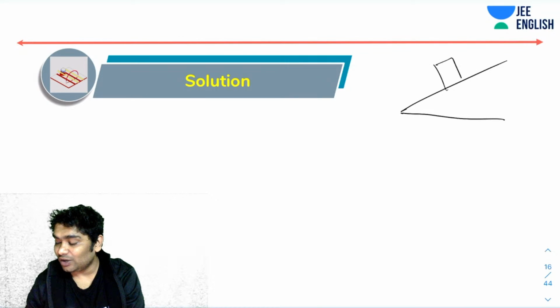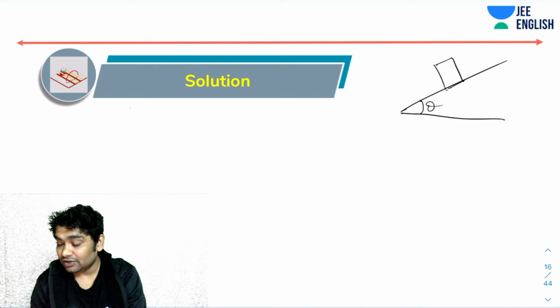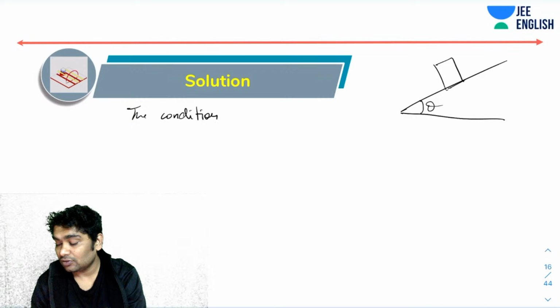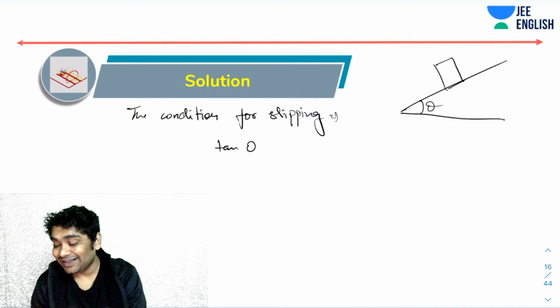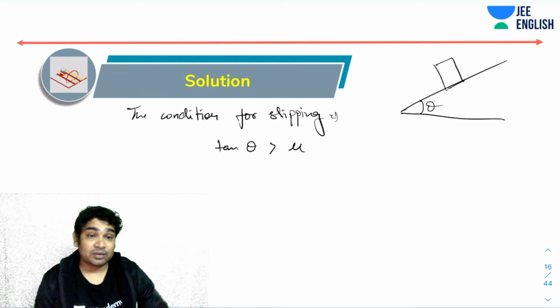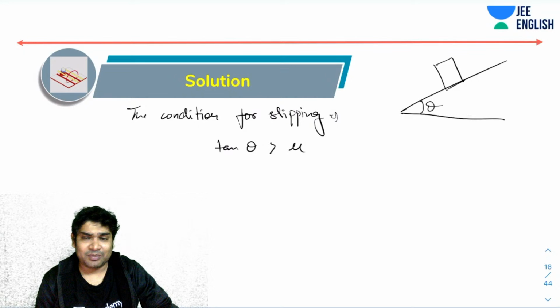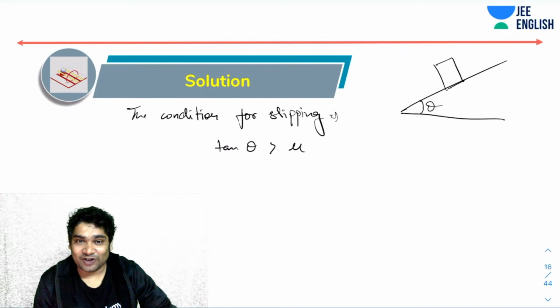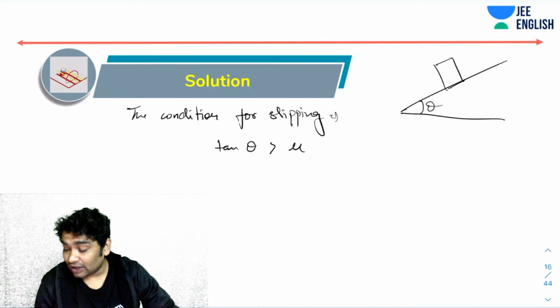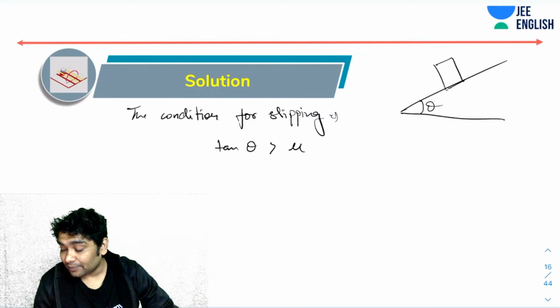Do we already know what is the condition for slipping? I hope you remember. The condition for slipping is that tan theta is greater than mu. If tan theta becomes greater than mu, then definitely slipping will happen, right? This you should remember. You would have done this a lot of times. Now let's try to find the condition for toppling.